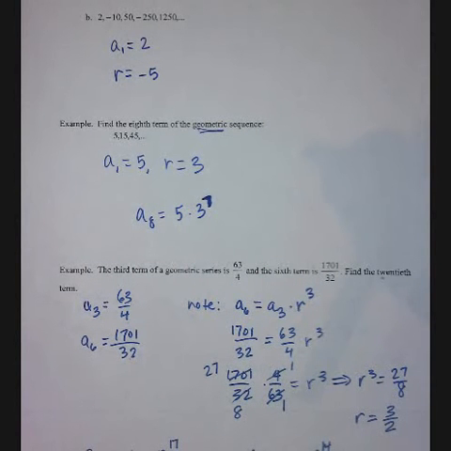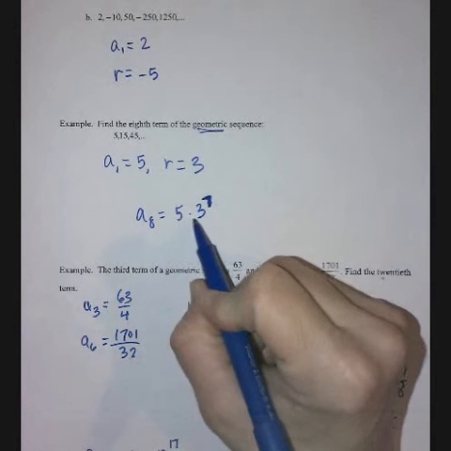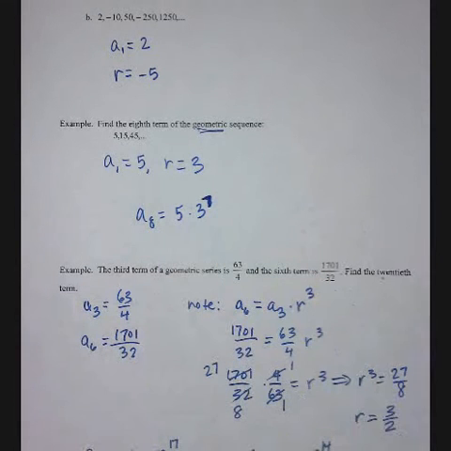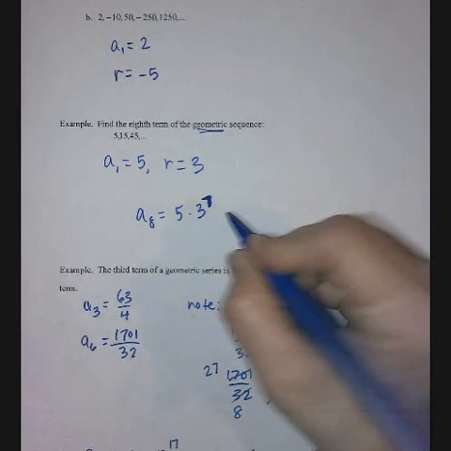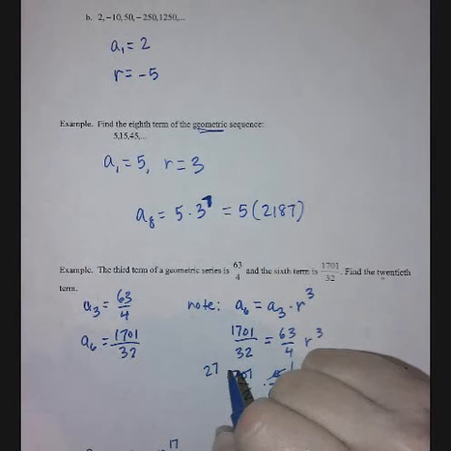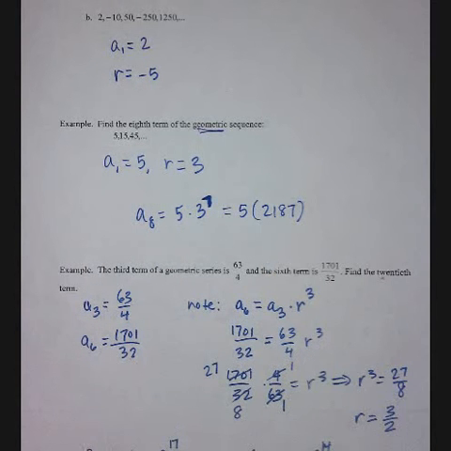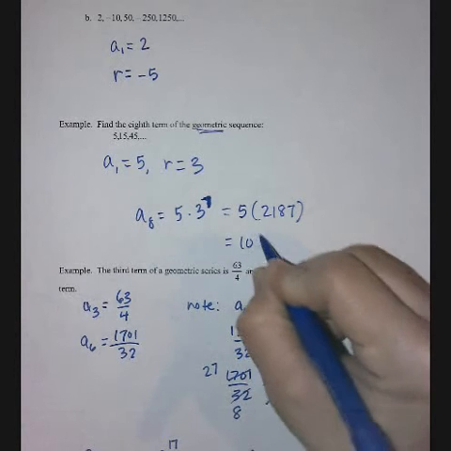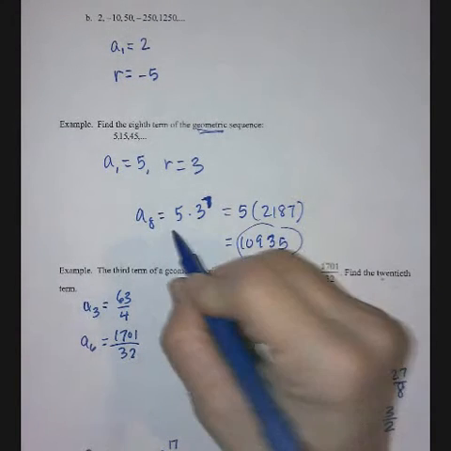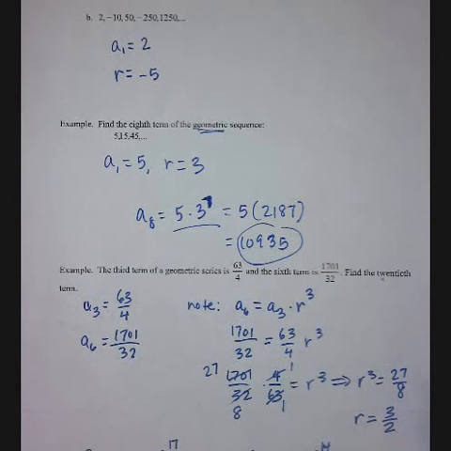Okay, so back to the problem. The 8th term would be a sub 1, which is 5 times 3 to the 7th. And again, we can just leave it like that. 3 to the 7th is, I guess this one's not so big, 2,187. So 10,935. But it'd be fine if you left it like this. That shows you can do the problem.